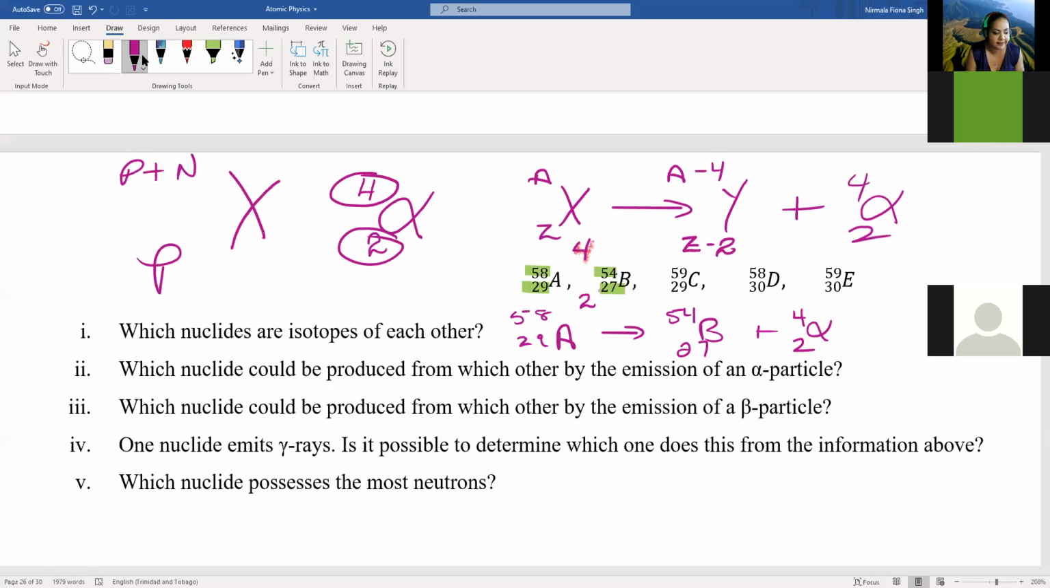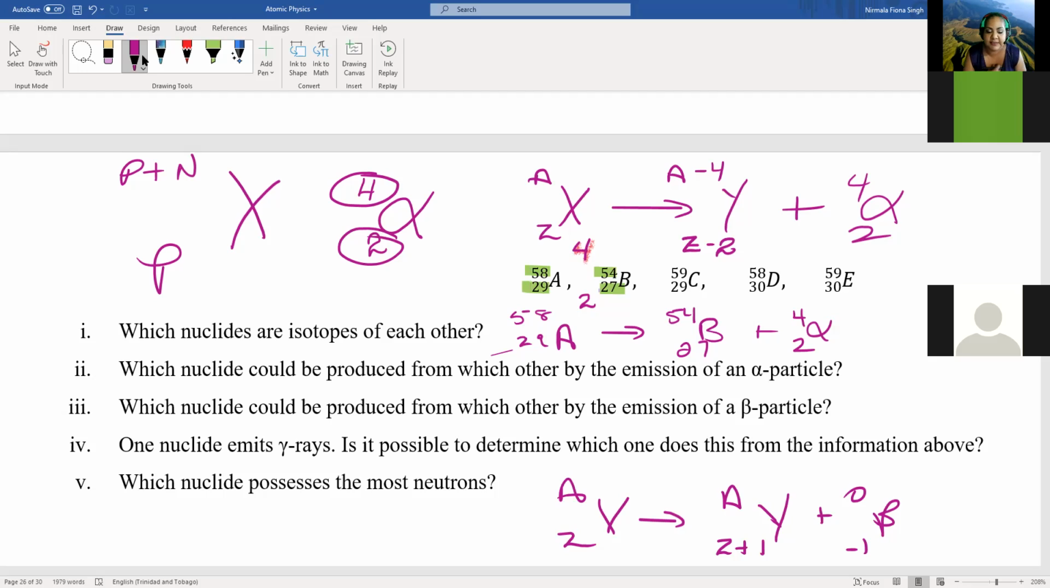Now we have: which nuclide can be produced from which other by the emission of a beta particle. For beta decay, if I have X with A and Z undergoing beta decay, our daughter nuclide will still have A, and we'll have Z plus 1, plus a beta particle of 0, minus 1.